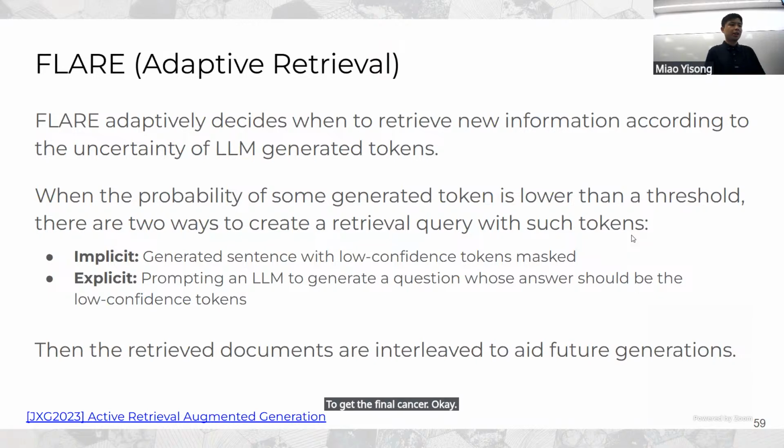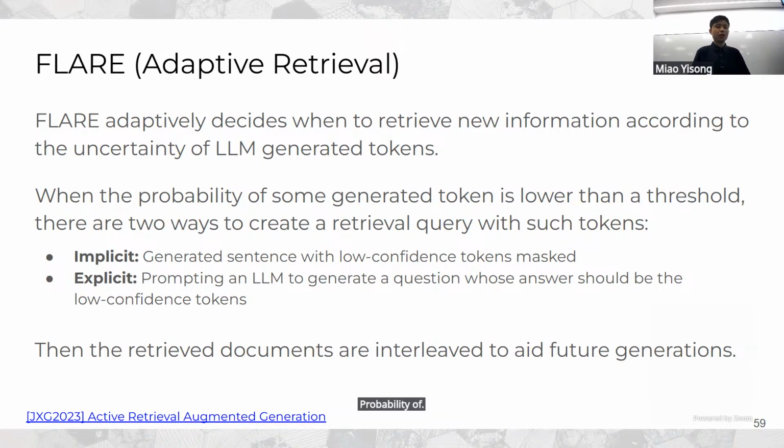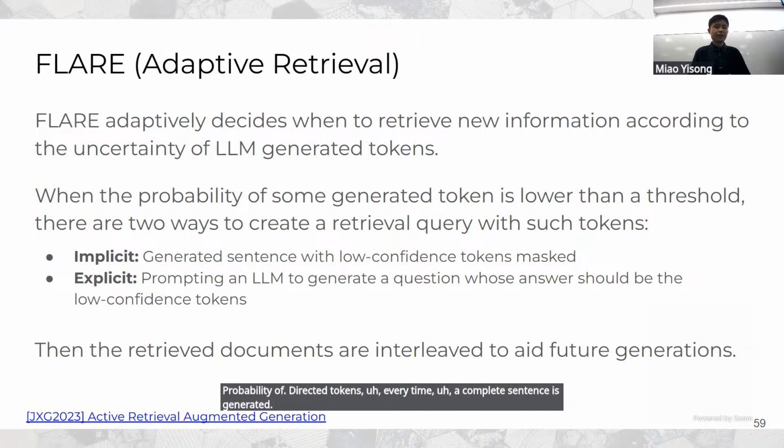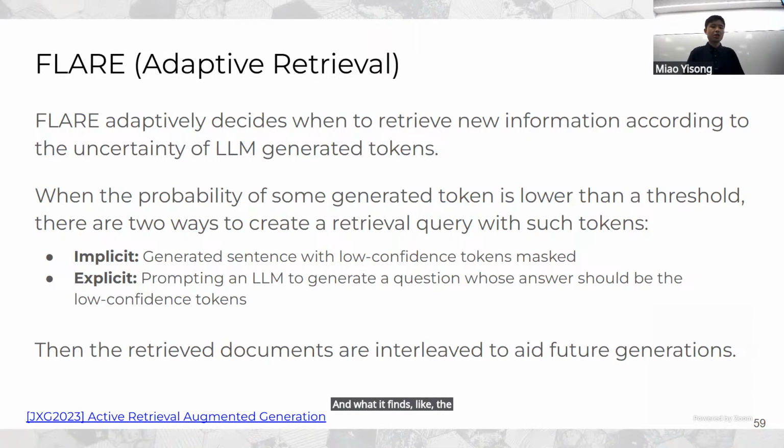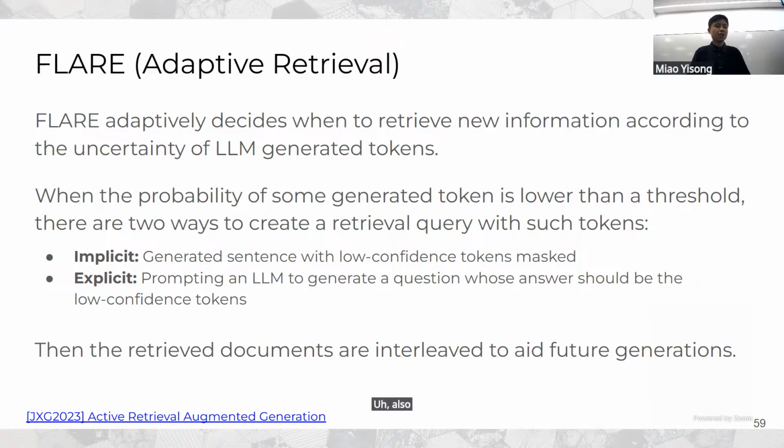Okay, and then we will talk about the final category, which is adaptive retrieval. And I'd like to introduce a typical method called FLARE here. This FLARE method adaptively decides when to retrieve external knowledge according to the uncertainty of LLM generation. It will examine the probability of generated tokens every time a complete sentence is generated. And when it finds the probability of some generated tokens is lower than a threshold, the authors use two ways to create a retrieval query with such low confidence tokens.